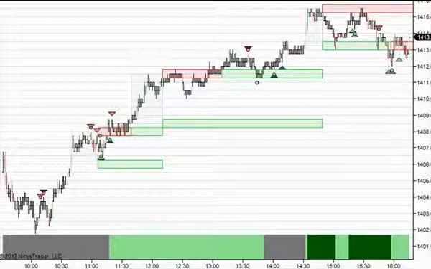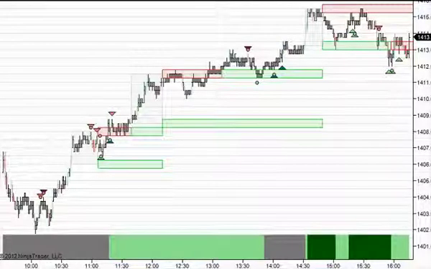But rather than looking at the whole day, I wanted to zoom in on what we consider to be the key structure of the day before we had the breakout higher, and talk about how we look at that and how we make sense of that. But in order to do that, we first have to put things in a bit of context.